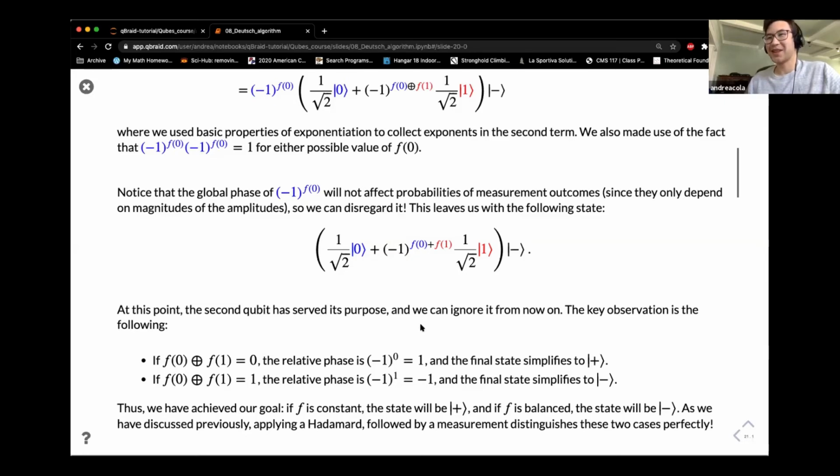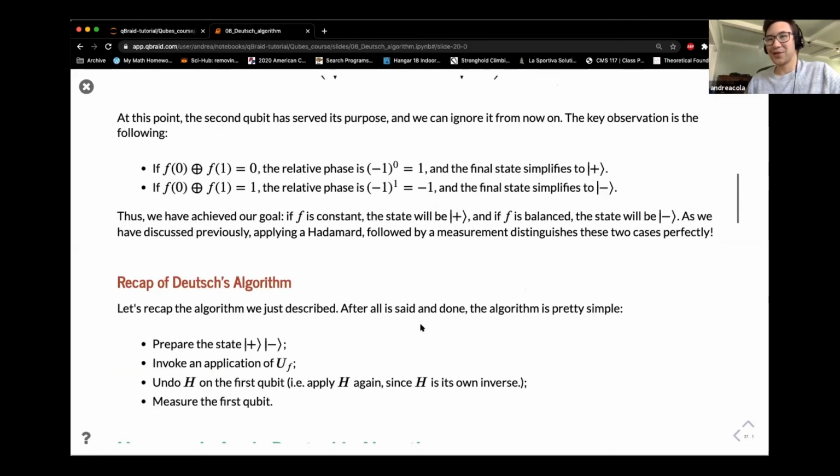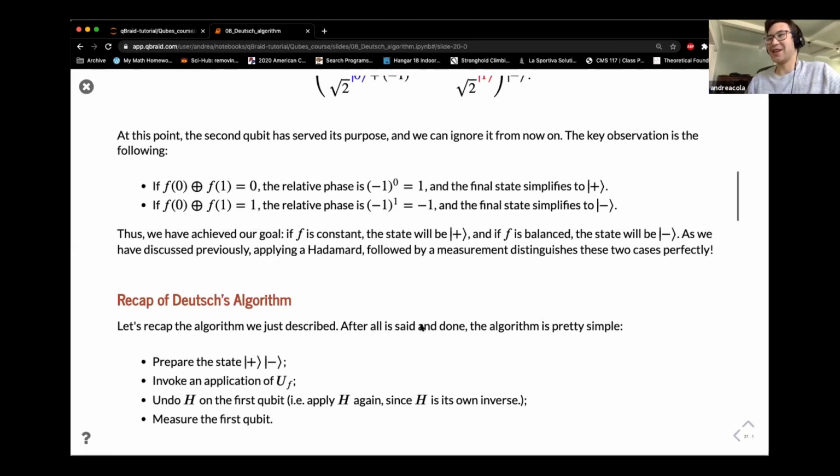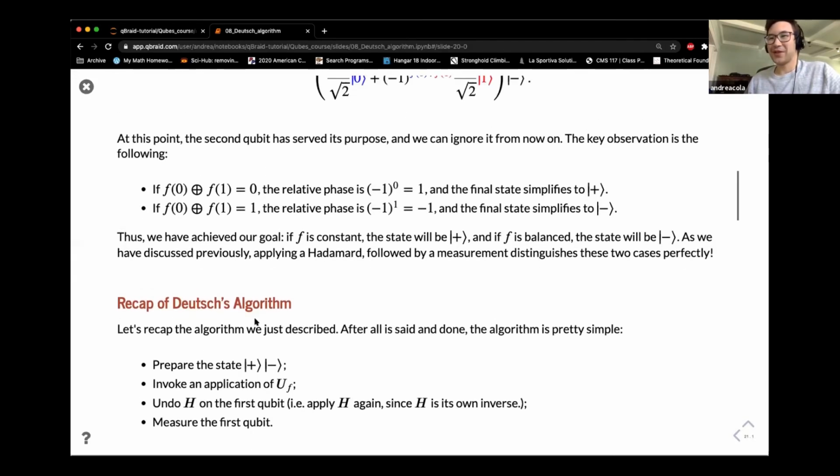Nice, thanks a lot. Okay, good. Yeah, there was a lot to go through, but we are actually done. So the recap of Deutsch's algorithm is the following.